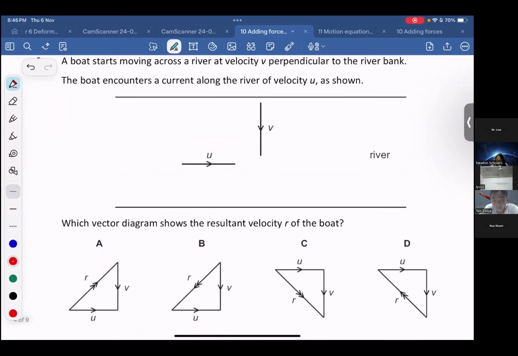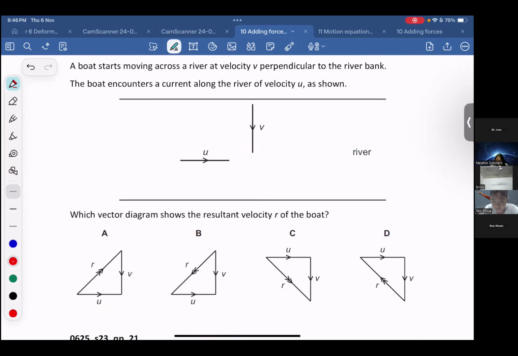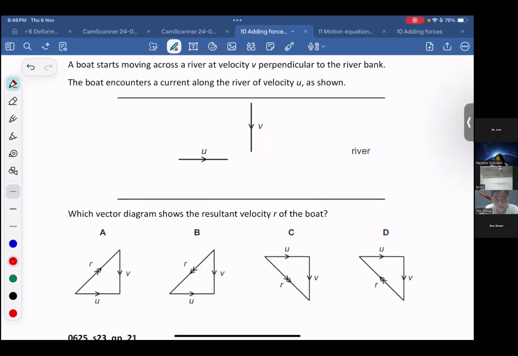Okay, here. Now, I have a board with U and V moving in this direction. Can you find out which vector diagram represents your resultant velocity? Can you try and then tell me A, B, C, D, which one is the correct answer?